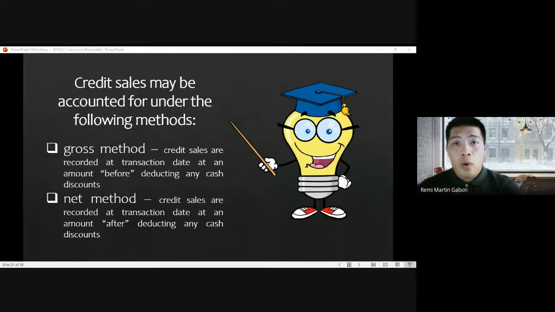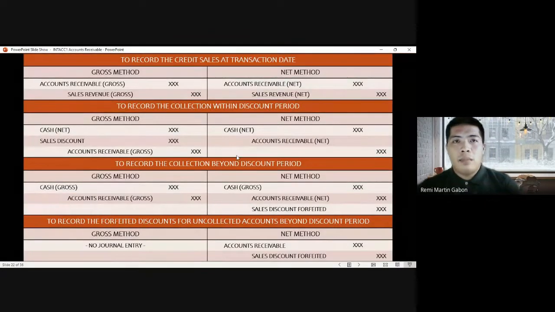Gross method, before cash discount. Net method, after cash discount. So yan. Take note of that. So, summary journal entries for the differences of a gross method and net method. As you can see, under gross method, the recording of the credit sale is a debit to accounts receivable and a credit to sales revenue. The same accounts will be debited and credited under net method. The only difference is that the amount for gross method is really the entire amount. Okay? Gross amount, meaning before deducting cash discount or sales discount. But under net method, we immediately deduct the sales discount or cash discount for purposes of debiting accounts receivable and sales revenue.